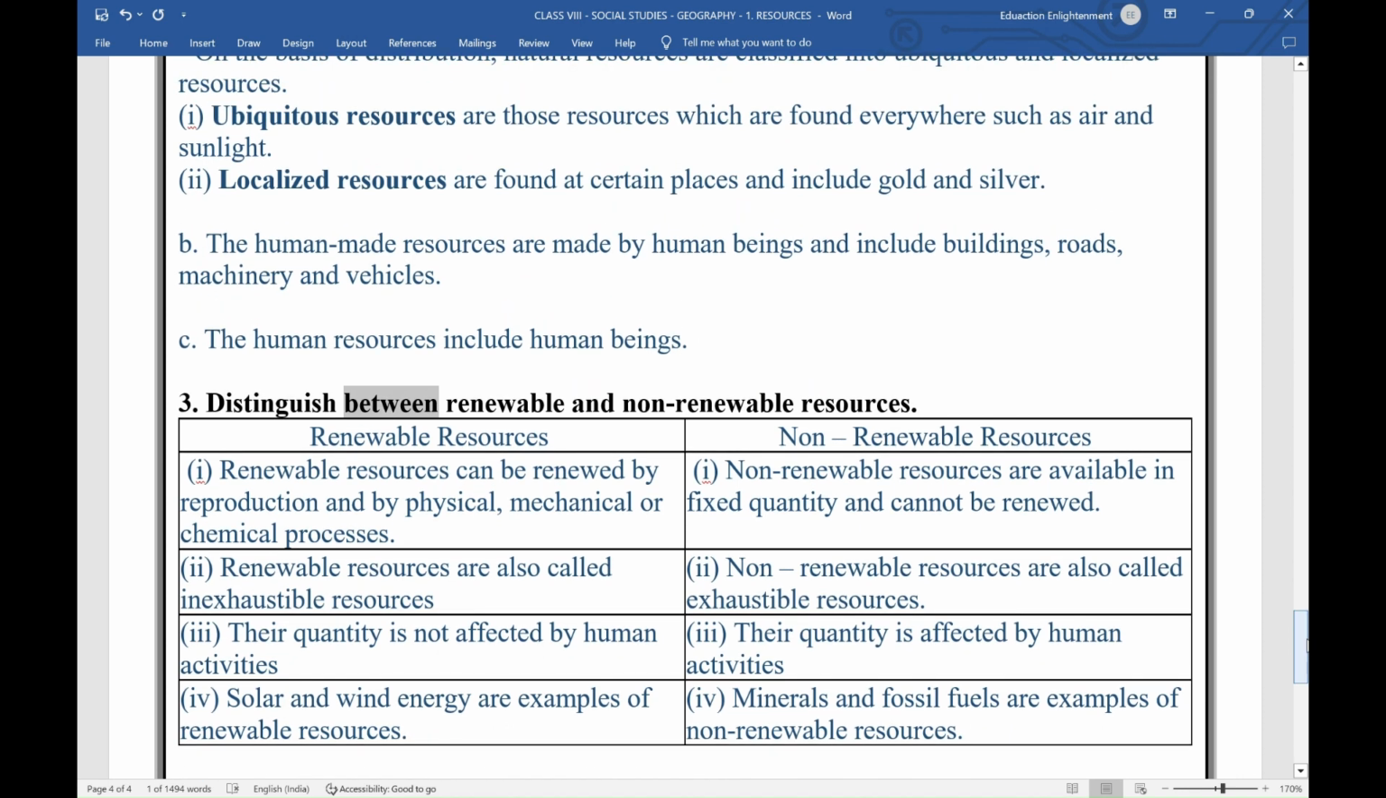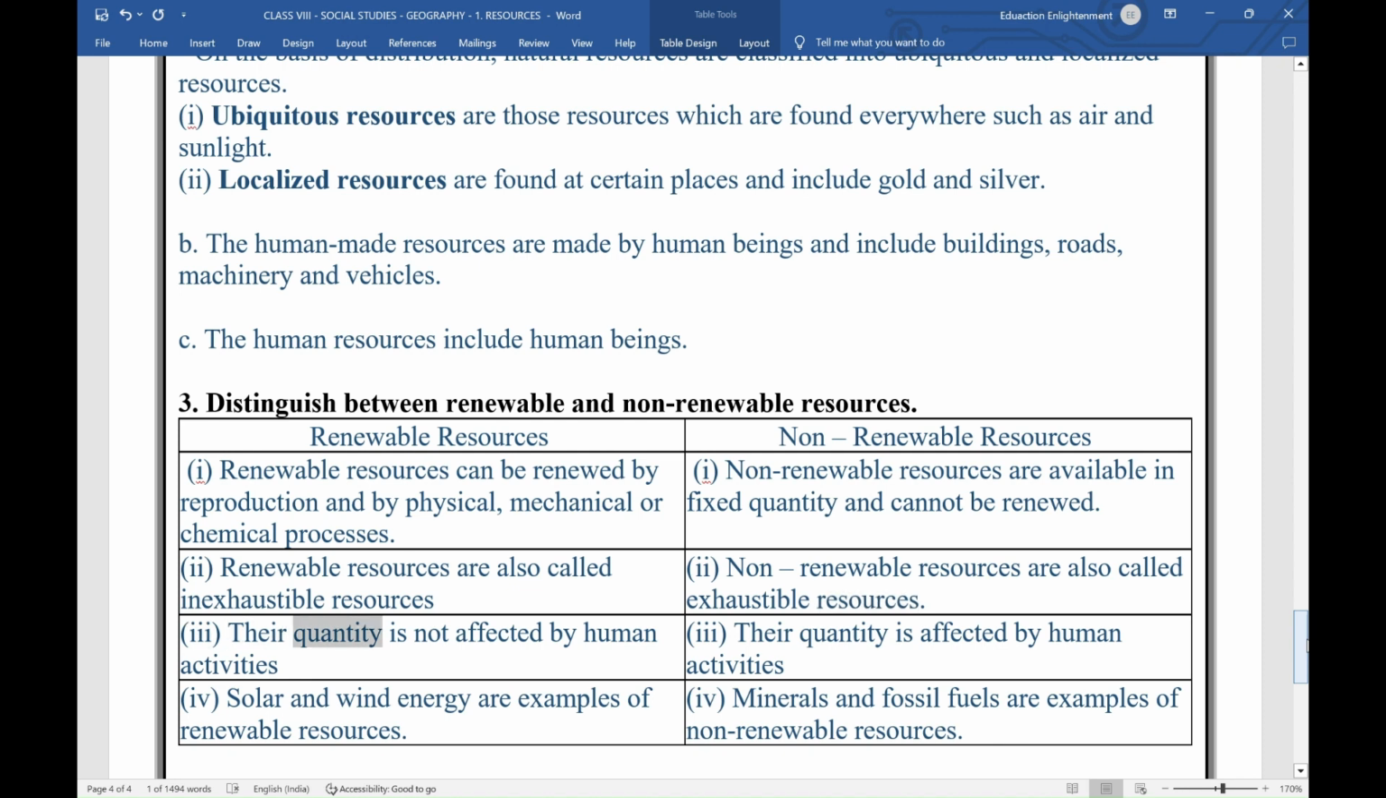3. Distinguish between renewable and non-renewable resources. Renewable resources: 1. Renewable resources can be renewed by reproduction and by physical, mechanical or chemical processes. 2. Renewable resources are also called inexhaustible resources. Non-renewable resources: 1. Non-renewable resources are available in fixed quantity and cannot be renewed. 2. Non-renewable resources are also called exhaustible resources.